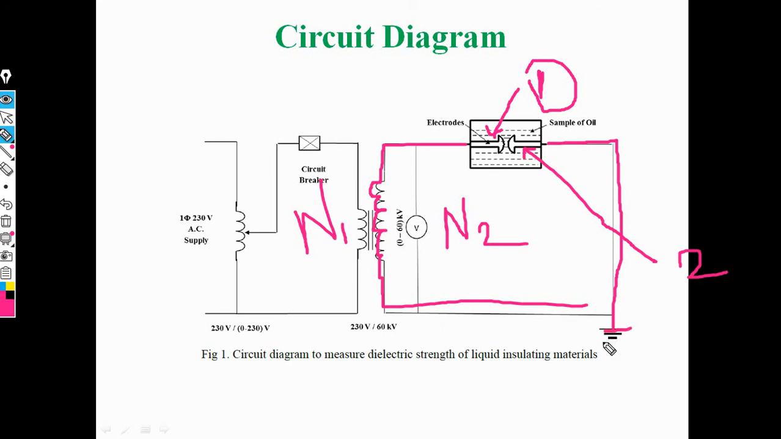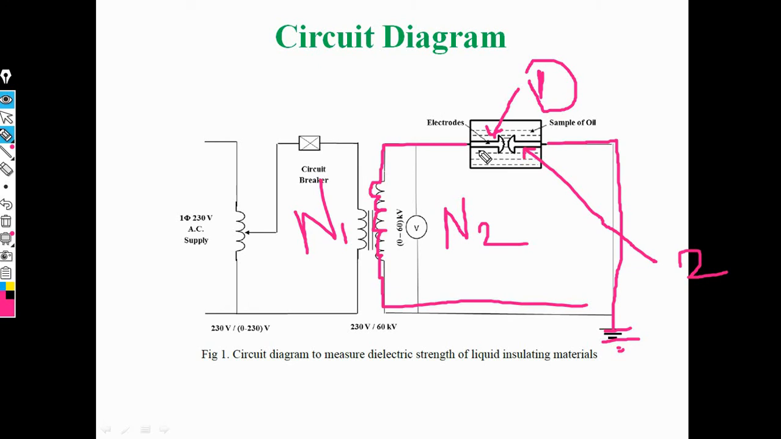This is the ground symbol. Now, this is the important circuit diagram construction. Here, why do we use a step up transformer? Because we have to check the dielectric strength of transformer oil. At that instant we need to increase the voltage level, so that a spark takes place between the two electrodes.